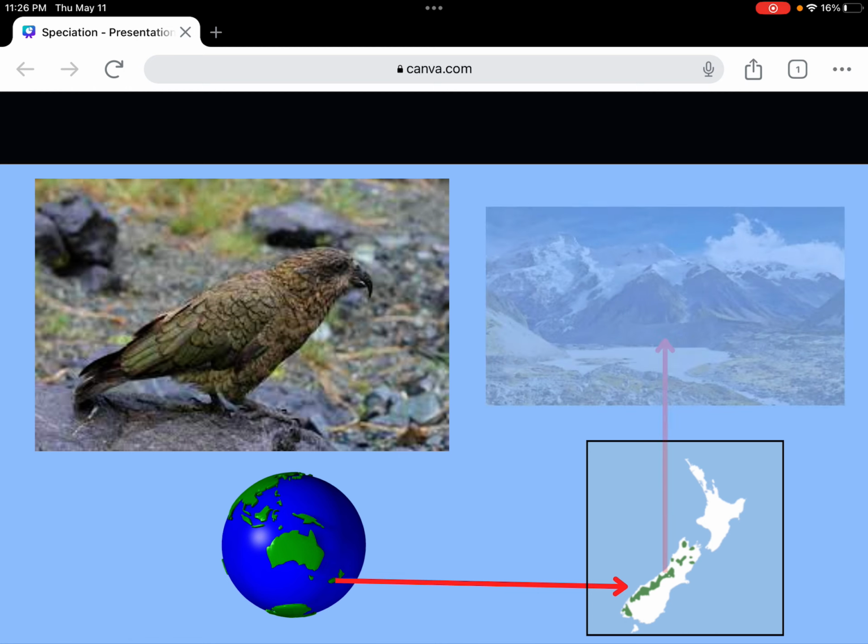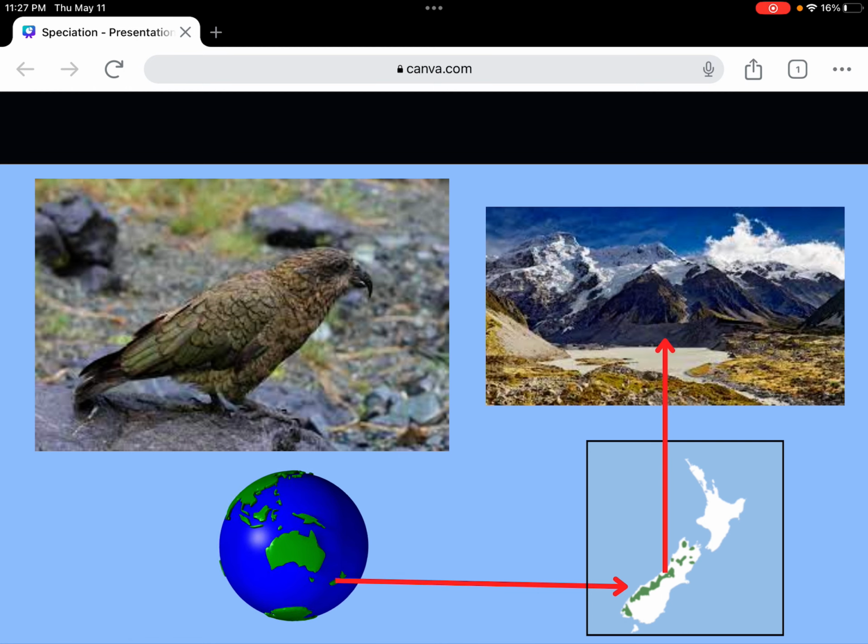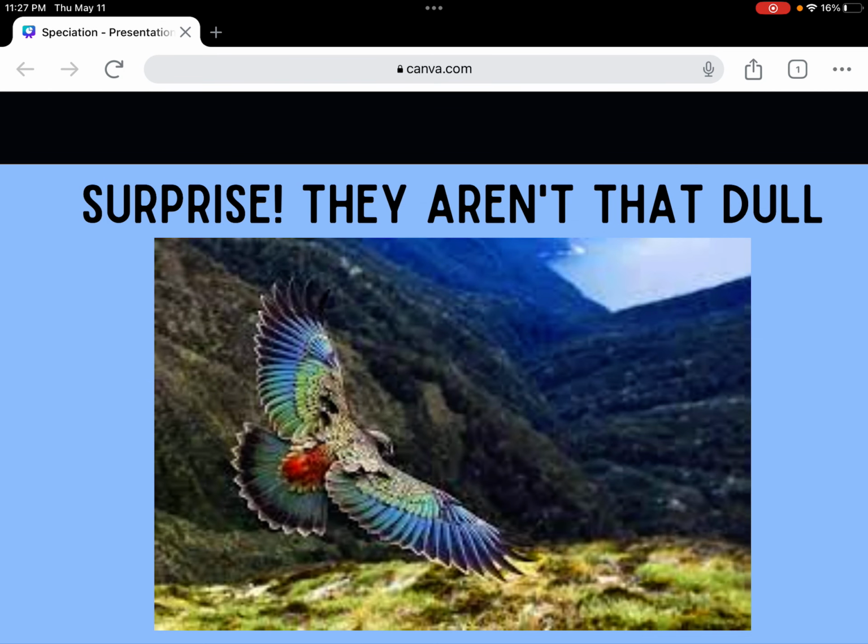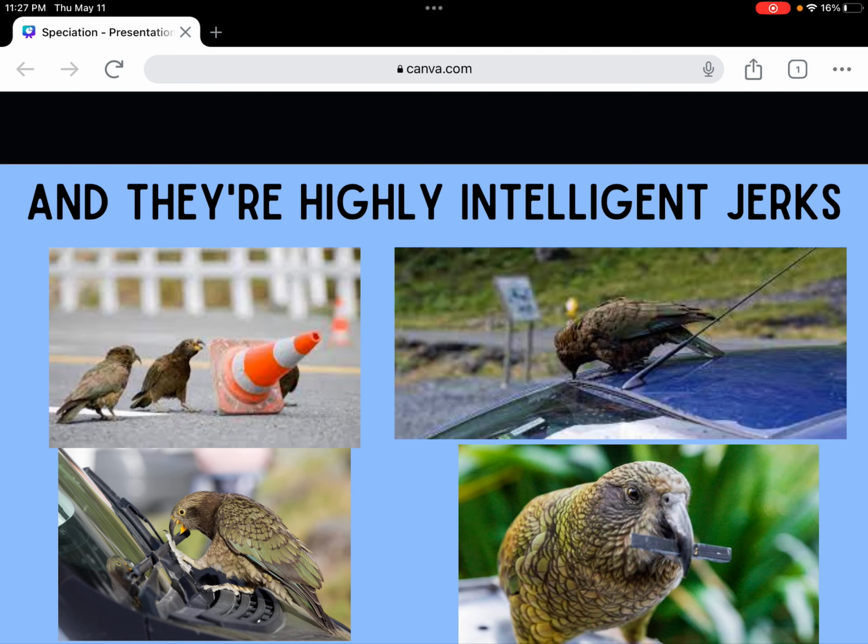But what makes them really interesting is they are the only species of alpine parrot, meaning they hang out in cold areas with lots of snow. They like to hang out at ski resorts high up in the mountains. So I think that's kind of a mildly interesting fact. But for this to be my favorite animal, there's gotta be something better about it. So let's see. Look, they aren't even that dull. They're actually really neat looking when they're flying. But that's not the cool part either. One of my favorite facts about them is they are highly intelligent and they are incredibly big jerks to people.